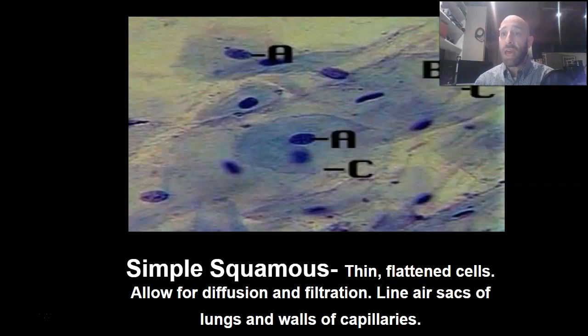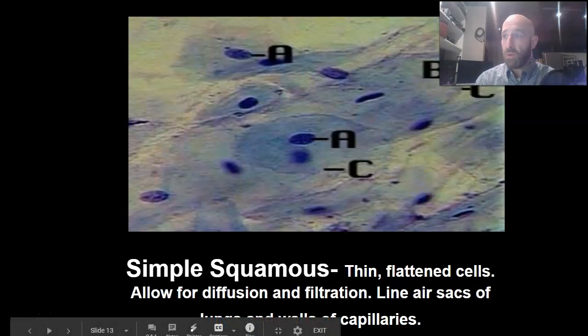Well, our lungs and our capillaries are the areas of our system where blood is able to drop off and pick up oxygen and carbon dioxide. So we need some way for the gases to get in and out of the body, but we don't want things that we don't want getting in, like pathogens or any particles that may be in your system. So that is going to be your simple squamous.